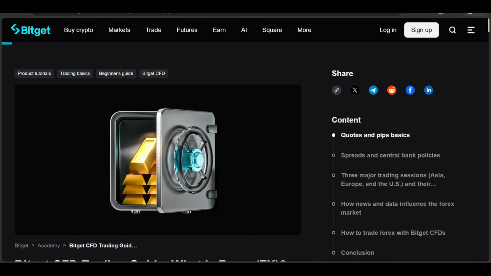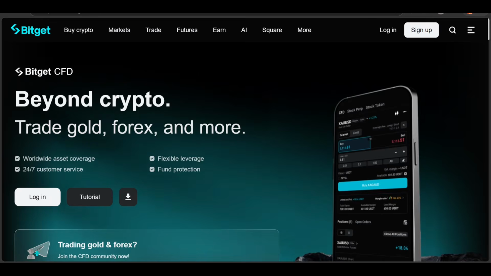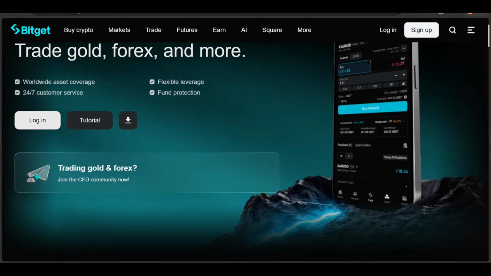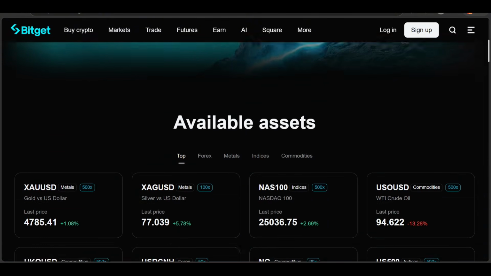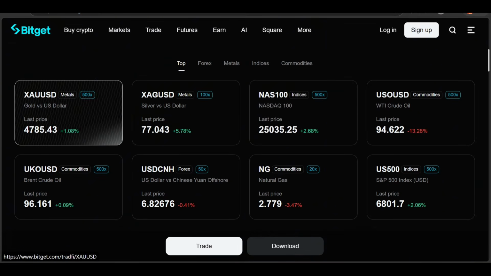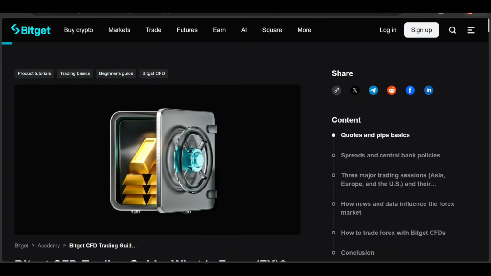First of all, here's the Bitget CFD, where you can trade crypto, gold, forex and much more. Worldwide asset coverage, flexible leverage, 24/7 customer service, and fund protection are also there. The tutorial and the available assets are also here, you can check them out. Here's XAU/USD, gold versus US dollars. Both are available in front of you, and you can see the article on how this actually works.